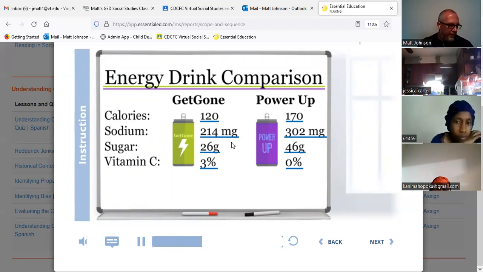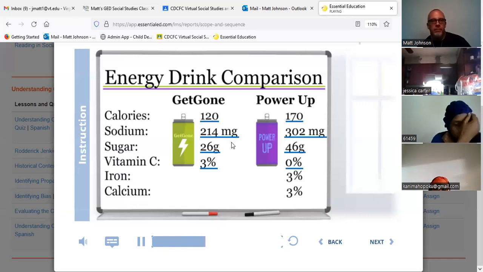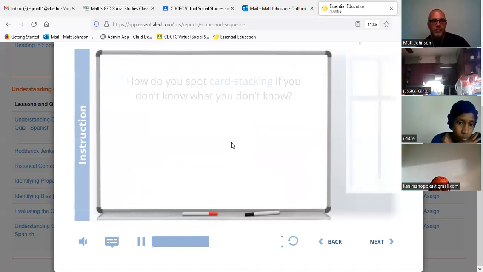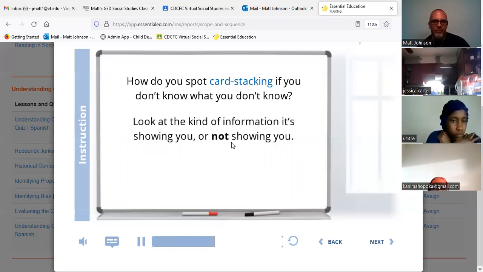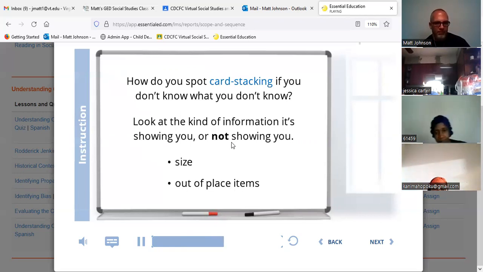And what if I told you that Power Up gives you 3% of your recommended daily iron and calcium? The ad doesn't mention that, does it? See? That's card stacking. So how do you spot card stacking if you don't know what you don't know? Well, dude, you gotta look at the kind of information it's showing you. Or not showing you. This ad doesn't tell you anything about the size of the drinks that it's comparing. That's pretty suspicious. And what's up with only mentioning vitamin C? There are all kinds of vitamins, right? Why mention vitamin C only? Well, because it's stacking the deck.